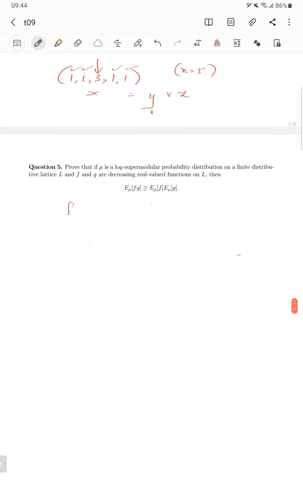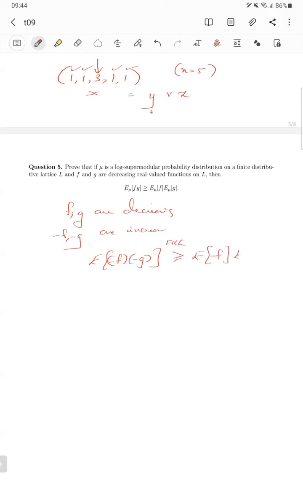Okay. Just because if f and g are decreasing, then minus f and minus g are increasing. The only problem is that maybe their domain becomes not necessarily into R plus, right? That's the only issue. But now E of minus f times E of minus g, by the FKG inequality, is lower bounded by E of minus f, minus g. This is positive correlation.